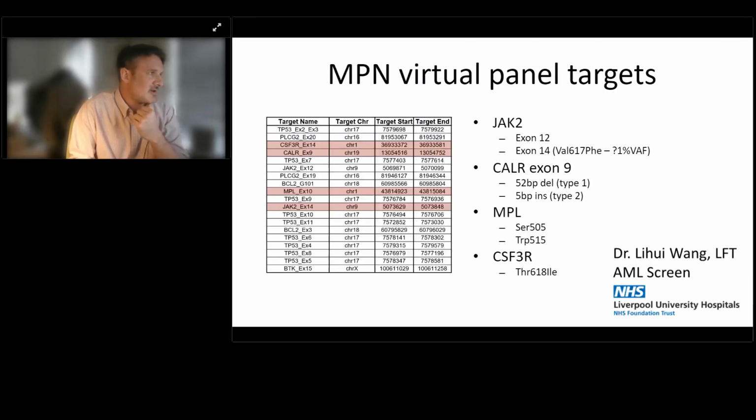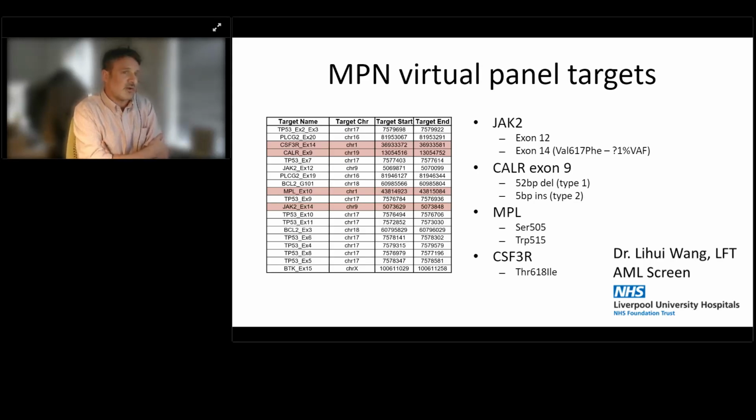So a little bit about the design of the panel. We've got the three hotspot targets that I've mentioned there: CALR, MPL, and JAK2. There is a very rare entity, the CSF3R variant at position 618. We only see about 1 or 2 of those per year, but those patients do have a very long time to diagnosis. So we thought we would include that too, because it is a diagnostic variant at that position. So we've got those 4 key targets in.